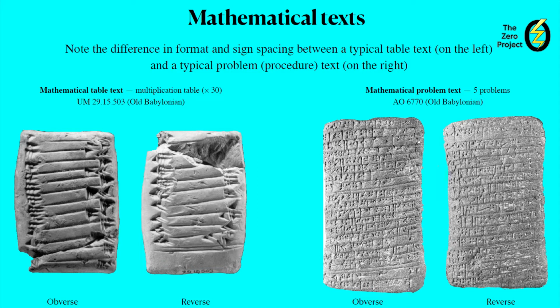Physical differences are important in my talk, and I want you to be able to see how that works out. On the left, you have a table. On the right, you have a problem text, or procedure text, I also call it. It's a multiplication table on the left. Both are Old Babylonian. Very simple.